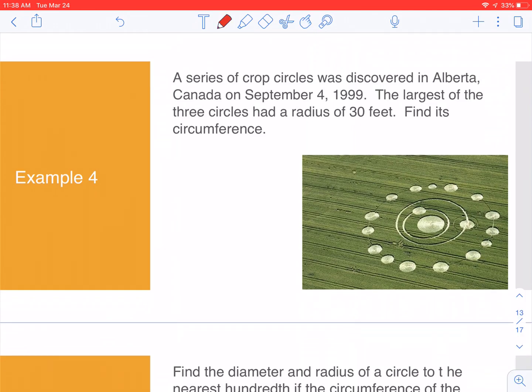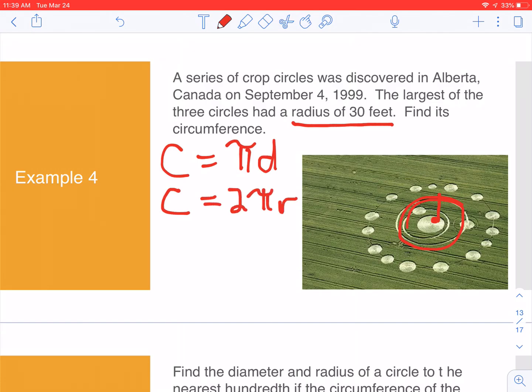Okay. I'm going to try to find the circumference here. The largest of the three circles. I don't know what circle they're talking about. We'll just say this one right here. I'm trying to find the circumference. It has a radius, that's the radius right there, of 30. Find the circumference. Well, we can do pi d, but am I given the diameter? No, I'm actually given the radius. Okay? I can do two things. I can use circumference equals 2 pi r, I can plug in 30 for r.